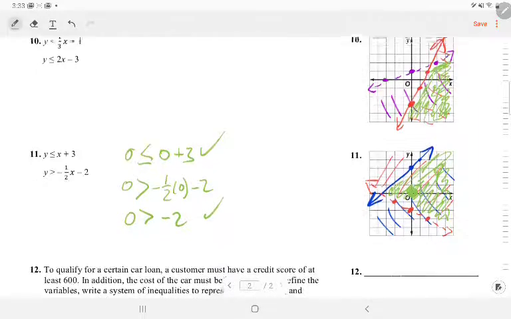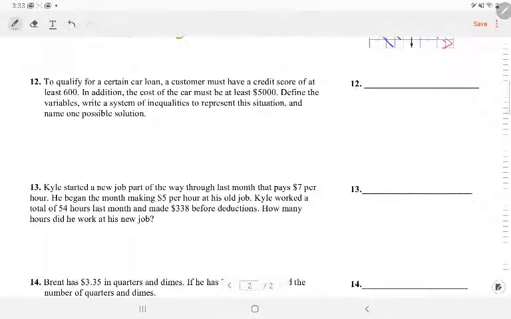Okay? All right. Number 12, to qualify for a certain car loan, a customer must have a credit score of at least 600. In addition to the cost of the car must be at least $5,000. Define the variables. So there's step 1. So let's define some variables. We could say x equals the credit score and y equals price of the car, or cost of the car. Okay, so I've answered step 1.